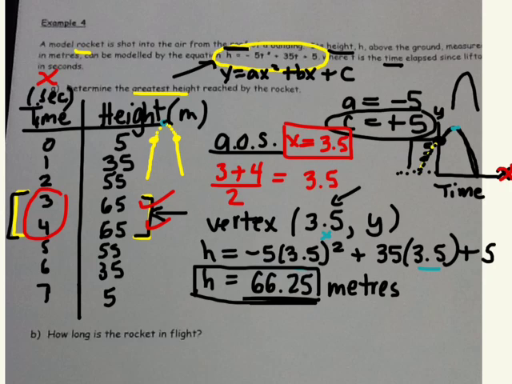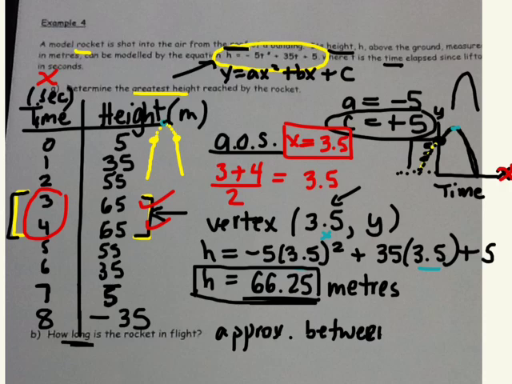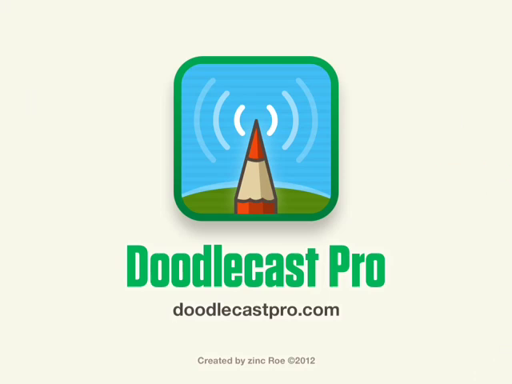So how long is the rocket in flight? So when does the rocket reach the ground? Well, at 7 seconds, how high is it from the ground? 5 meters from the ground. At 8 seconds, how far is it from the ground? Negative 35. What does that negative mean? It's below the ground, which is not possible. It's not going to go under the ground. So how long is it in flight for? Approximately between 7 and 8 seconds.